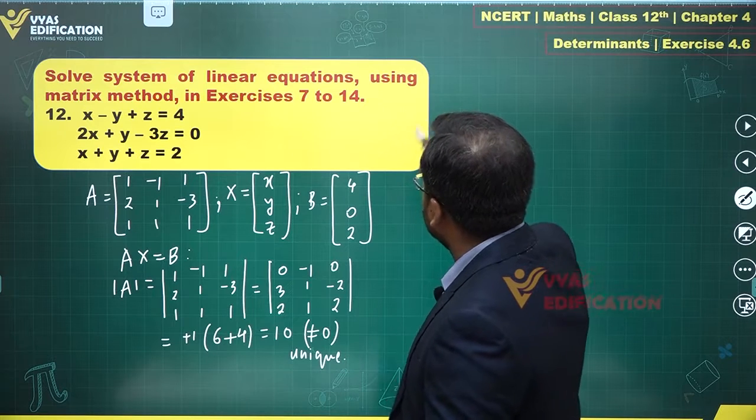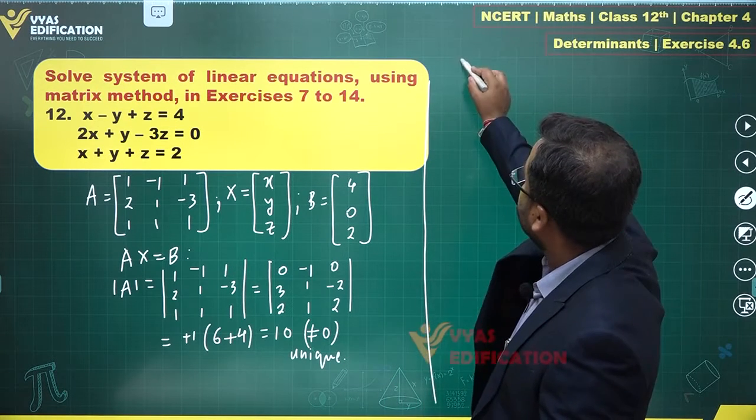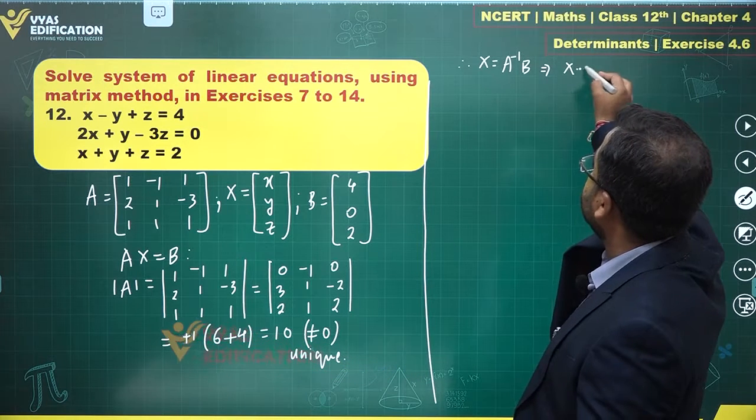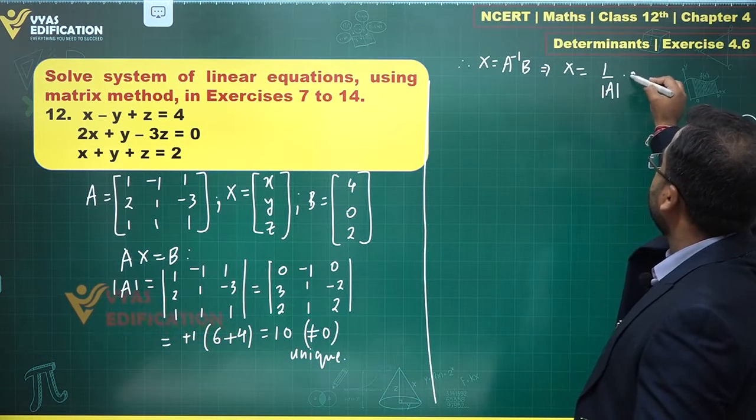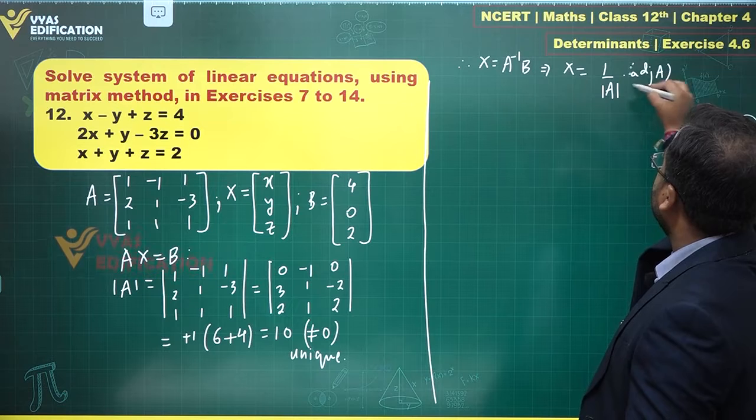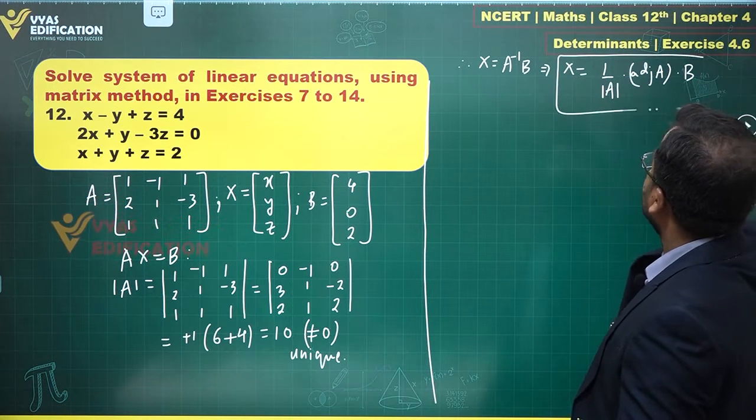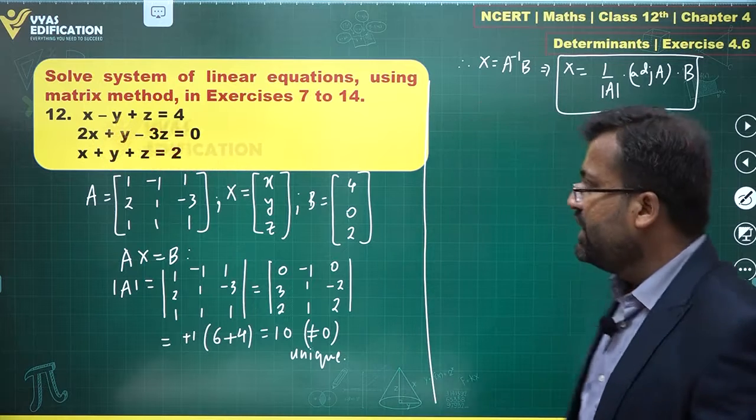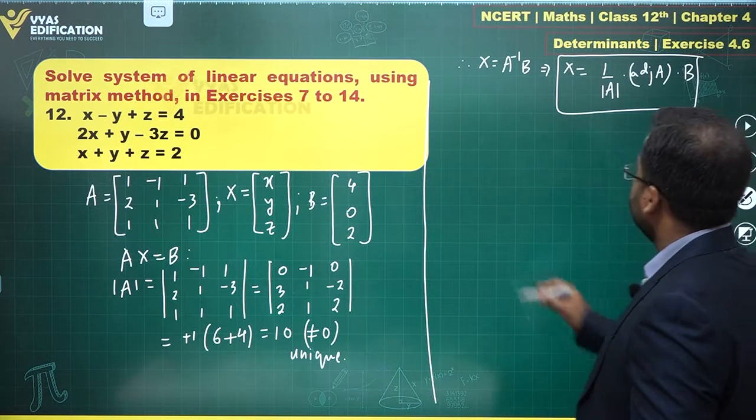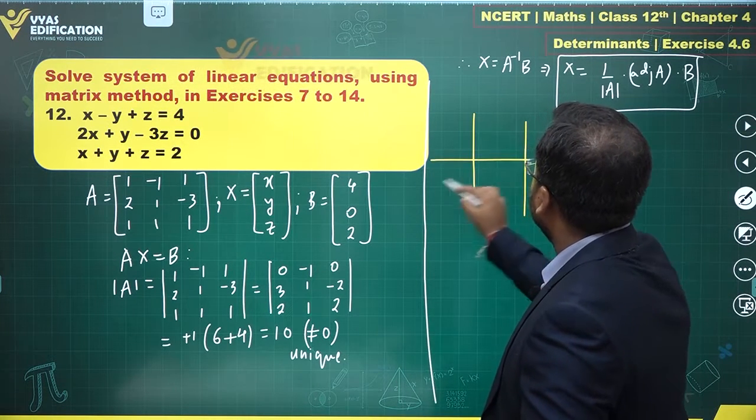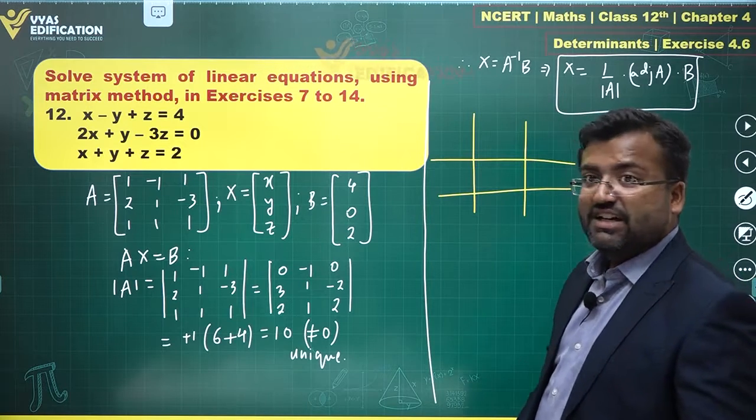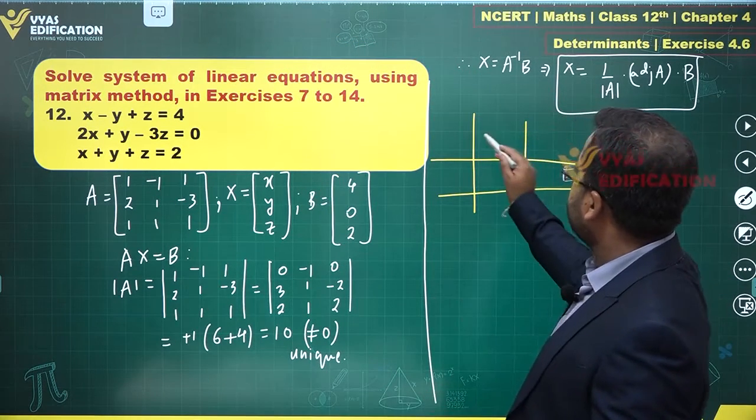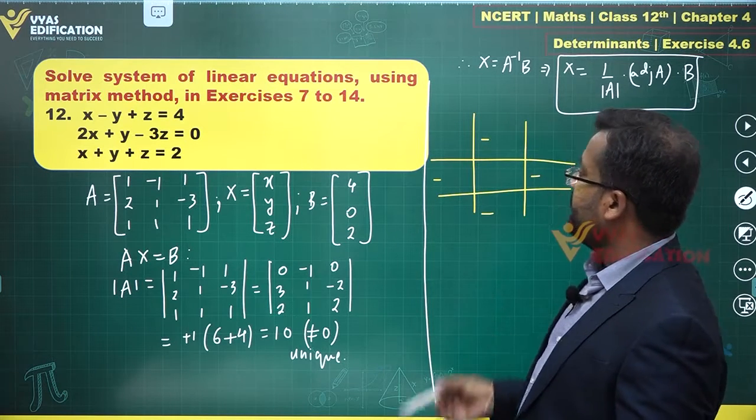And what's the unique solution? The unique solution can be represented as X equals A inverse B, which says that X equals 1 over the determinant of A times the adjoint of A times B. You can find the adjoint of A by finding the cofactors first of all, and let's focus on finding the cofactors separately. Using this grid, we'll find the cofactors of each and every element over here. There will be an extra minus at these locations.